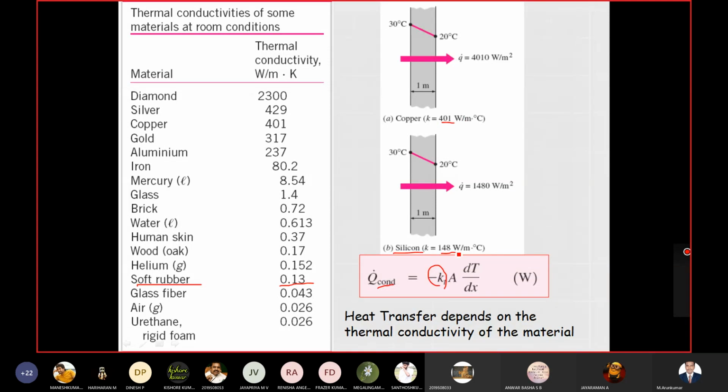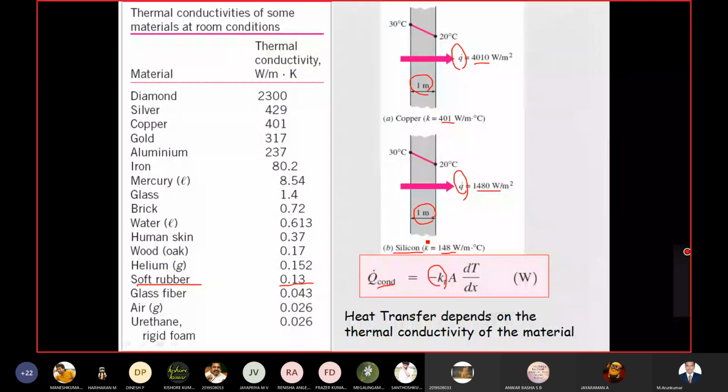Then we can differentiate between these two materials. Actually the transfer of heat is the same, right? The thickness will be the same, 1 meter of silicon and copper. Then the temperature difference is also the same, which means we can get the difference in the heat transfer. So if you use copper, we can get more heat transfer compared with the silicon material.